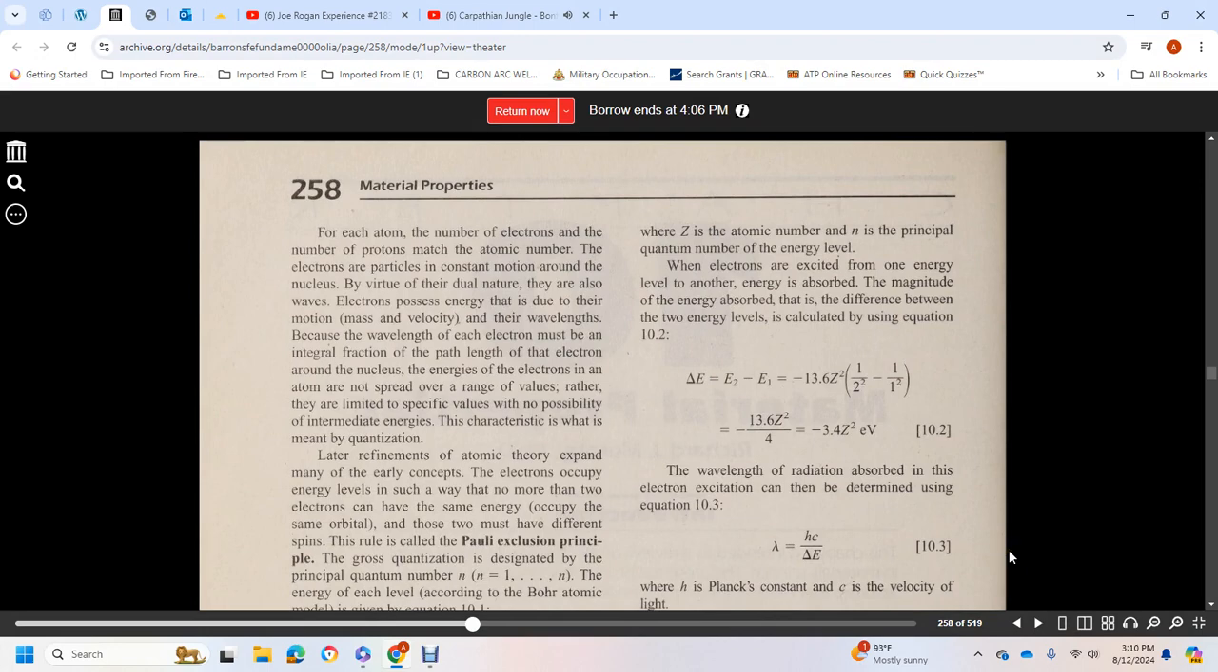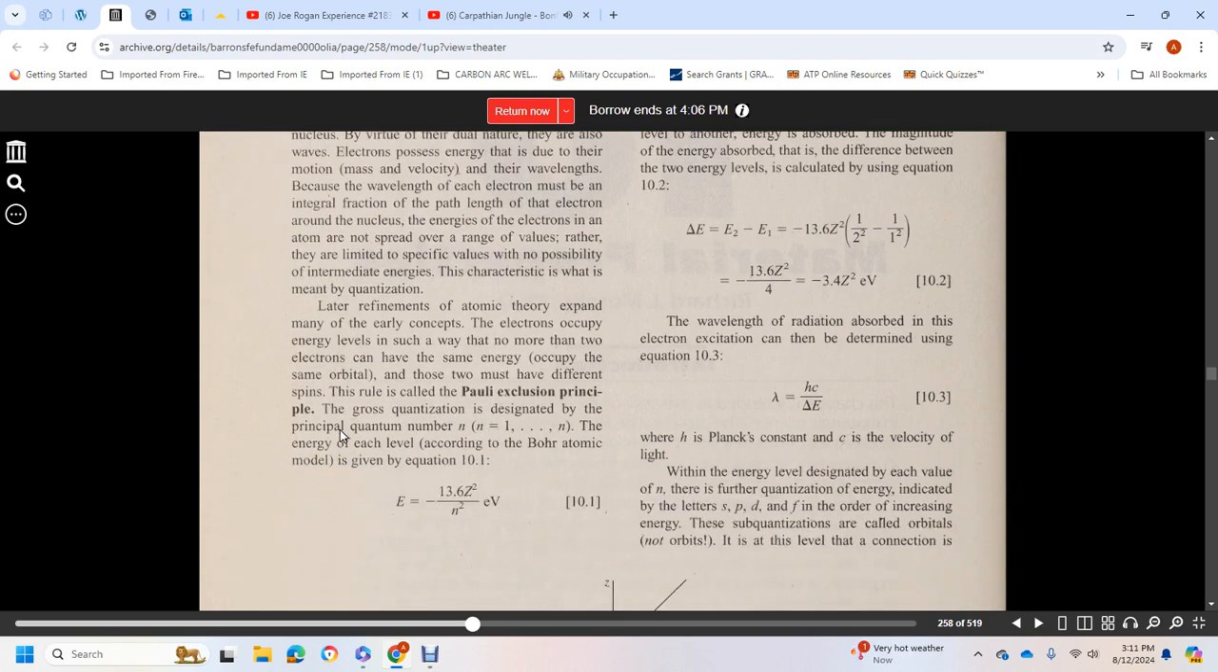For each atom, the number of electrons matches the number of protons, which is the atomic number. The electron is a particle in constant motion around the nucleus, and by virtue of its dual nature it also behaves as a wave. The electron possesses energy due to its motion, its mass and velocity, and its wavelength must be an integral fraction of the path length of the electron around the nucleus. The energies of the electrons in an atom are not spread over a range of values. They are limited to specific values, with no possibility of intermediate energies.